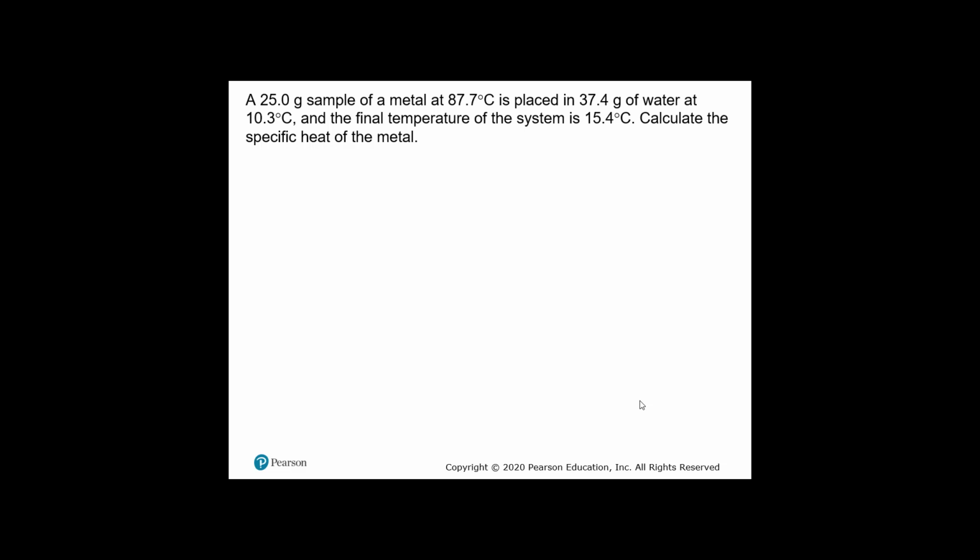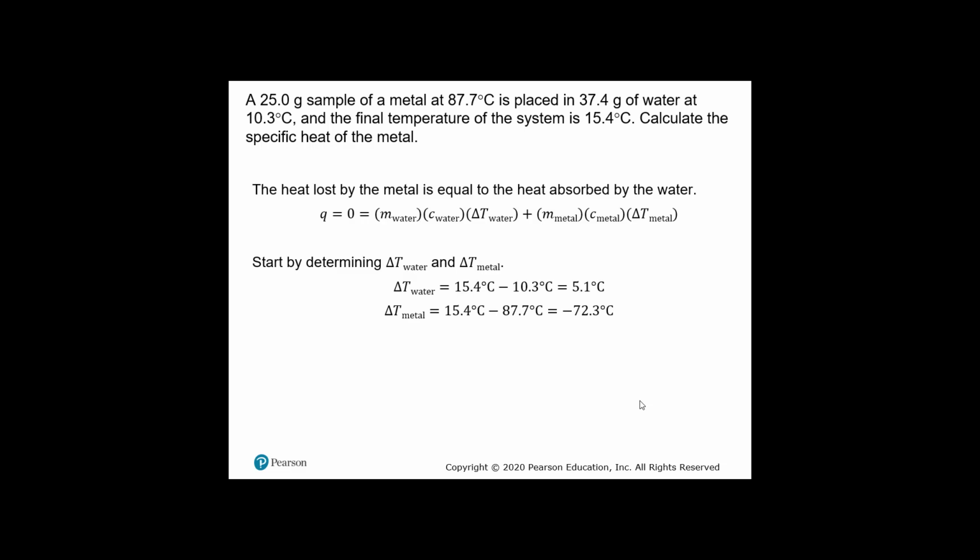And once you can set this up, remember that if you put hot metal into water, the heat will be transferred from the hot metal to the water. So one's going to gain and one's going to lose. We can set these up to each other and then make them both equal to 0. So you can make this an equal sign, or you can just cheat and put it like this. All right, so the heat lost by the metal is equal to the heat absorbed by the water.